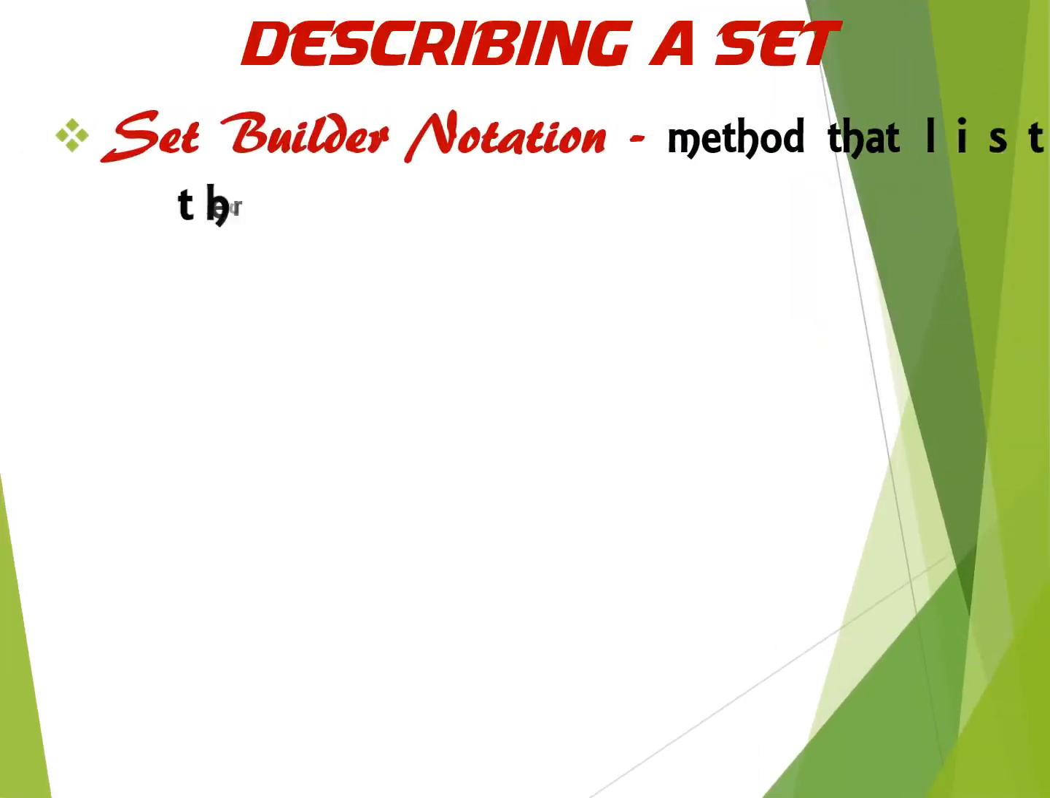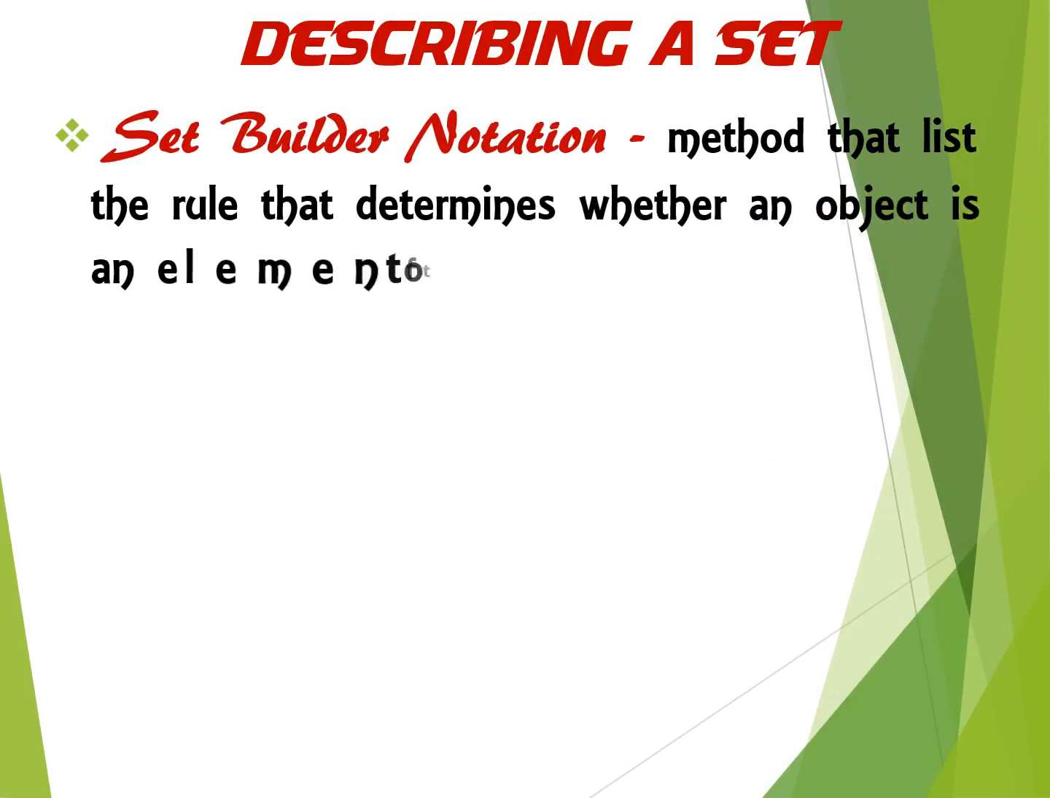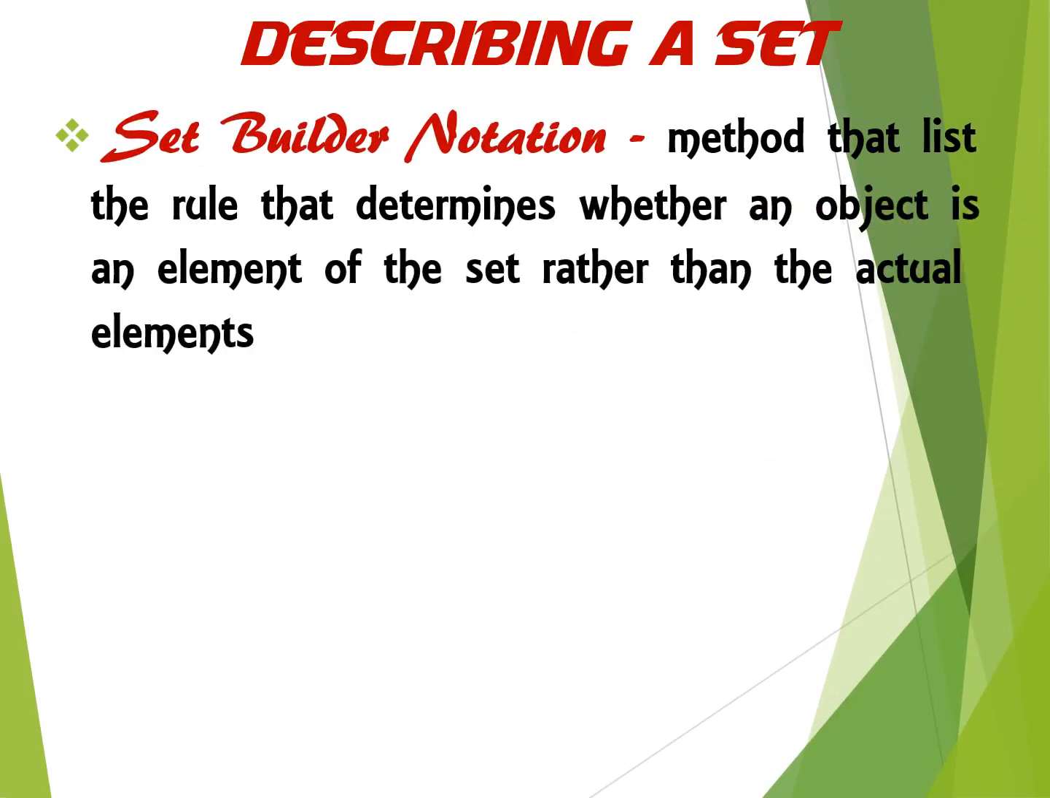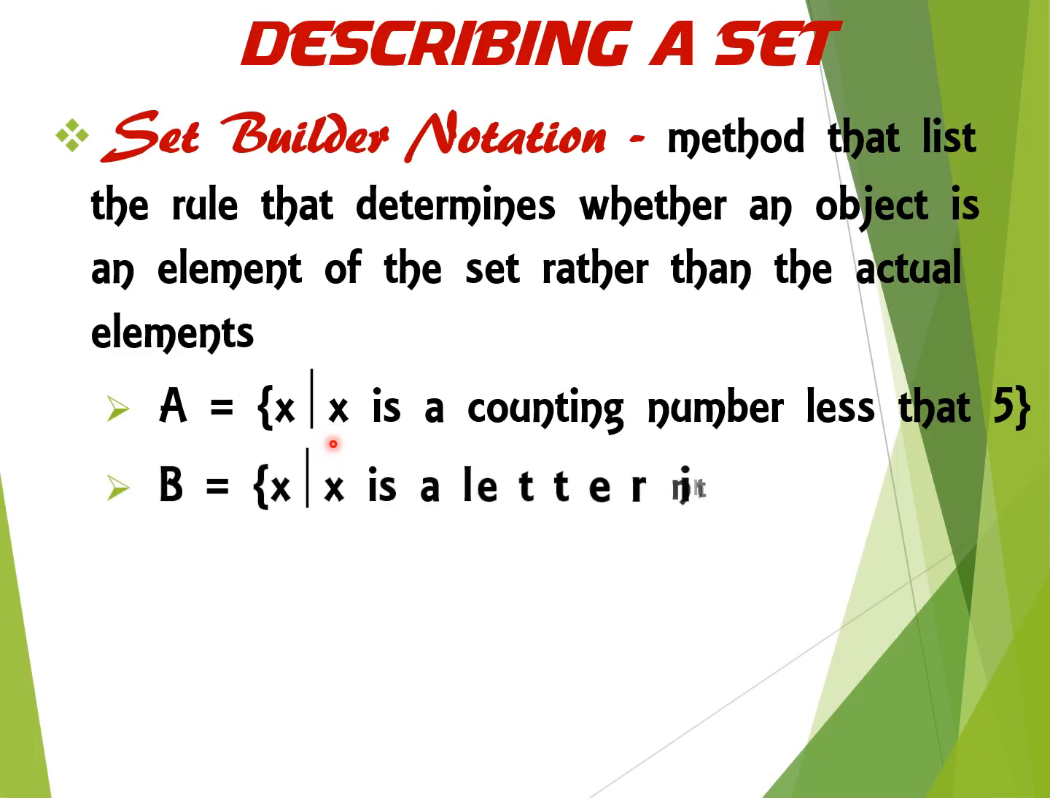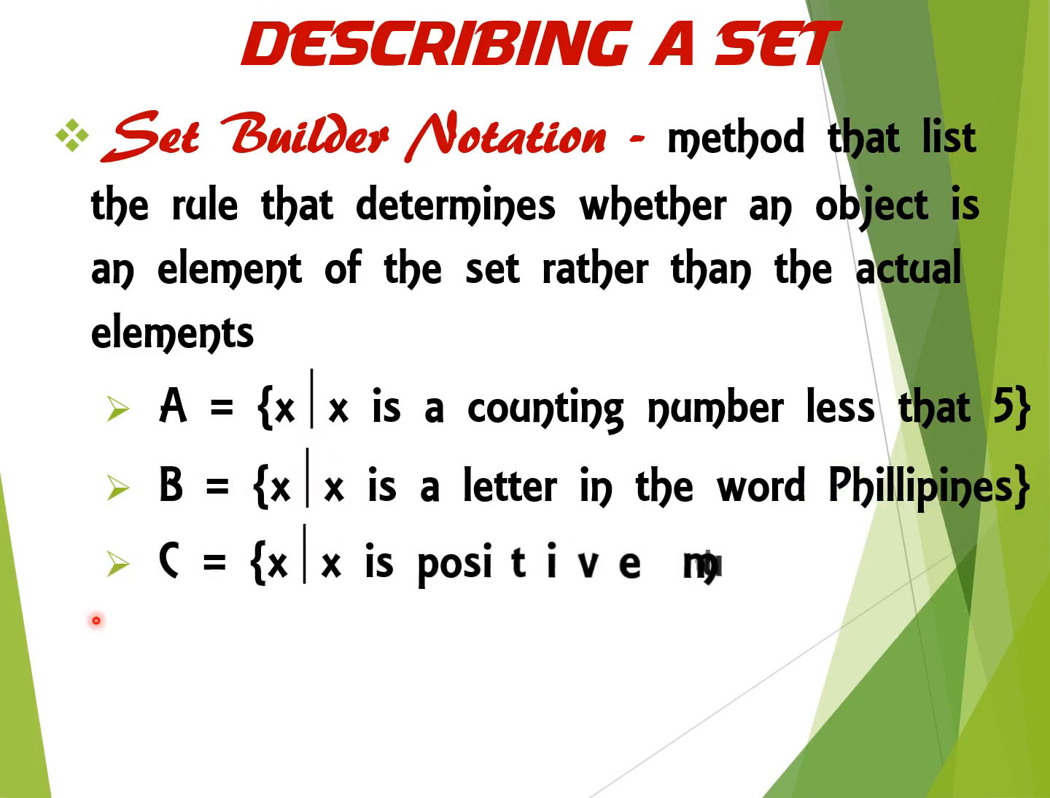Another way to describe a set is using set builder notation. It is a method that lists the rule that determines whether an object is an element of the set rather than the actual elements. For example, we read this one as: set A is the set of all x's such that x is a counting number less than 5. Set B is the set of all x's such that x is a letter in the word Philippines. Set C is the set of all x's such that x is a positive multiple of 5.